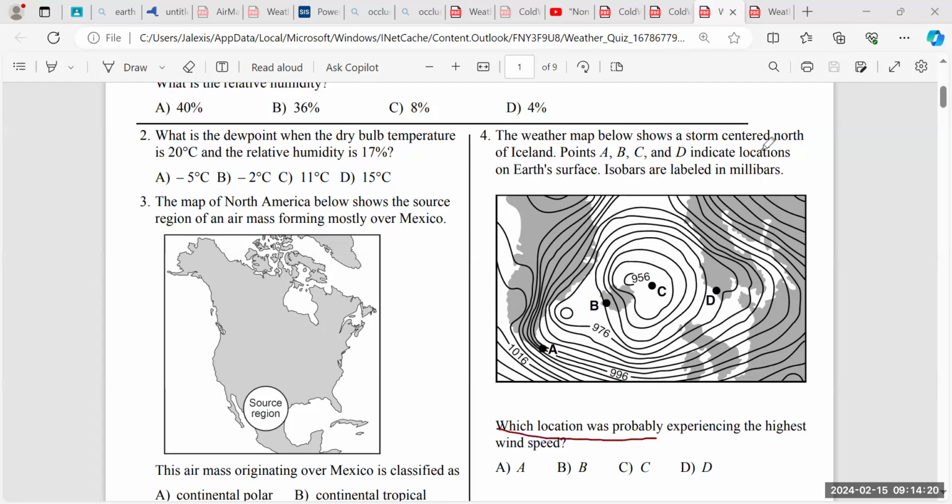It says which location probably experienced the highest wind speed. It has to be a location where the isobars are closest together. Where the isobars, right, these lines are closest together. All right. When you have the isobars that are closest together at a location, you're going to experience the strongest winds, which is location A. All right. This rule remains true when we are dealing with a map that has isobars labeled. All right. So the correct answer is choice A.